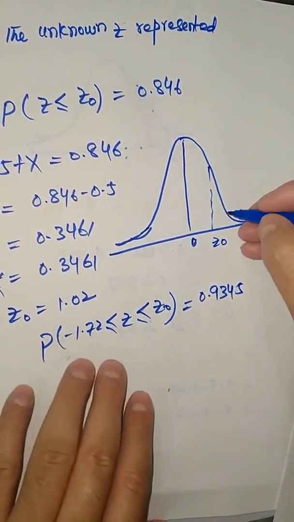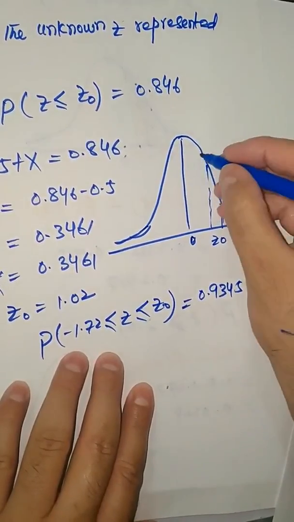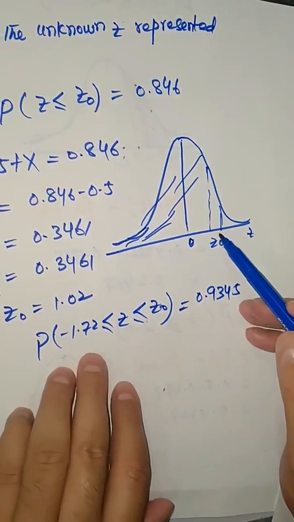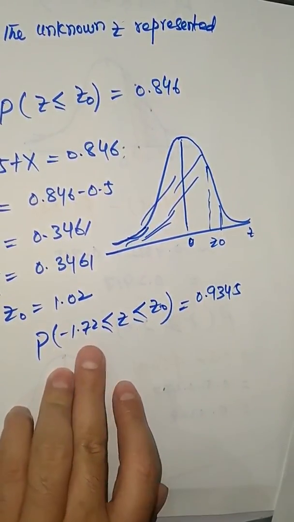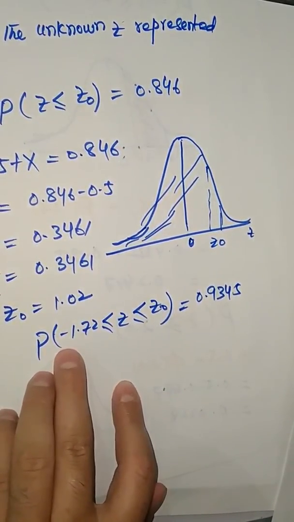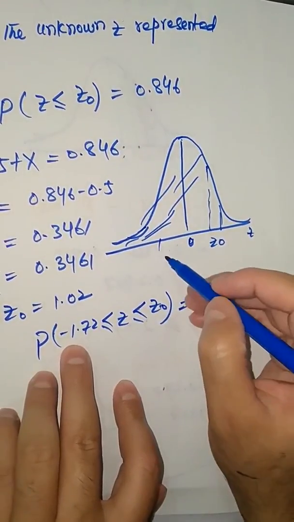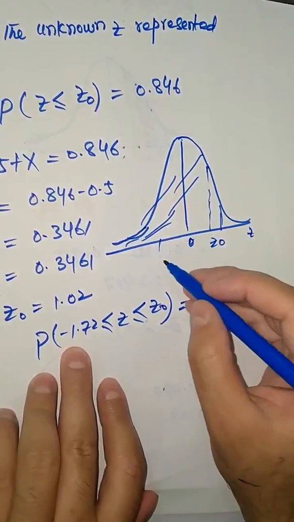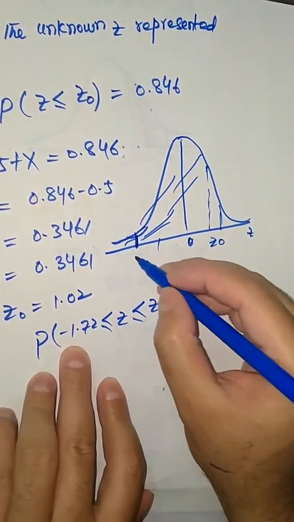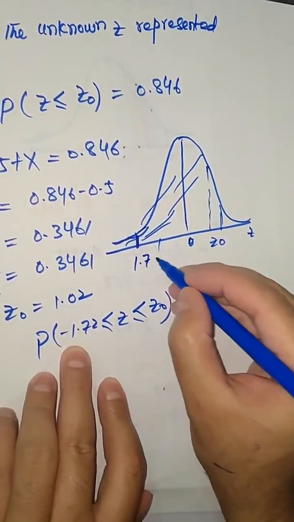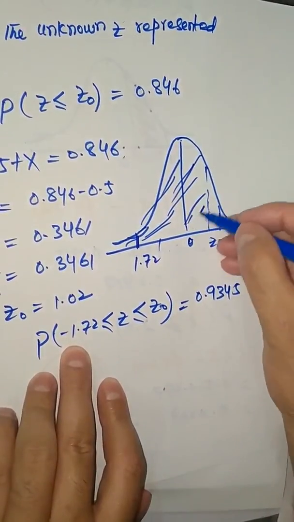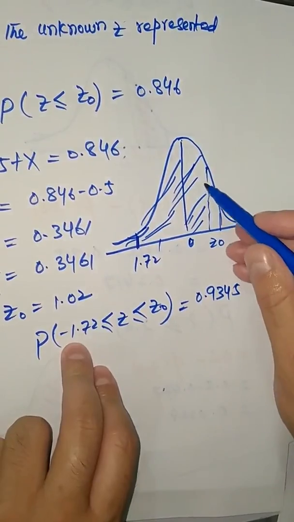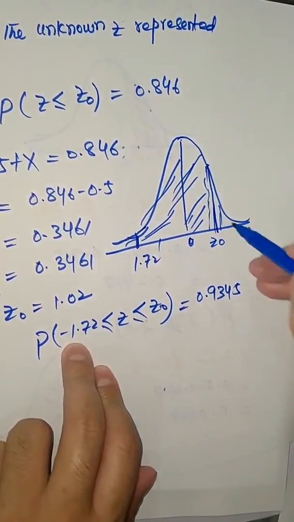Let's suppose the total area is this region. It covers all the negative values because this is greater than or equal to minus 1.72. So I may say this is minus 1.72. So it covers all this region. So I have to find the value of z naught. Suppose this is somewhere here.